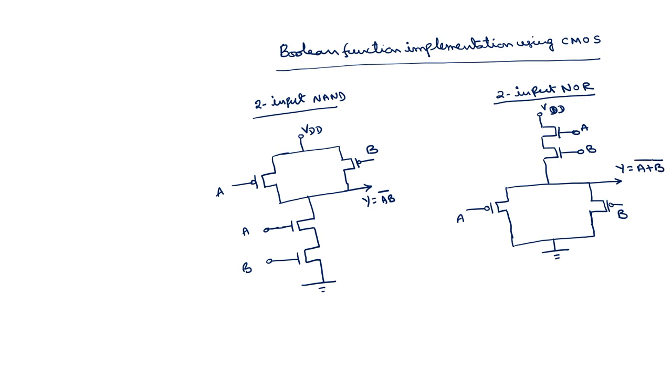By observing these two circuits, we can see that here if I neglect about this complement operation, let us assume that this is AND operation only. So for AND operation, these NMOS transistors are in series, whereas PMOS transistors are in parallel.